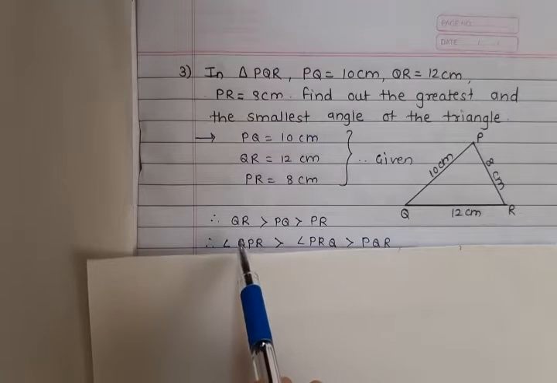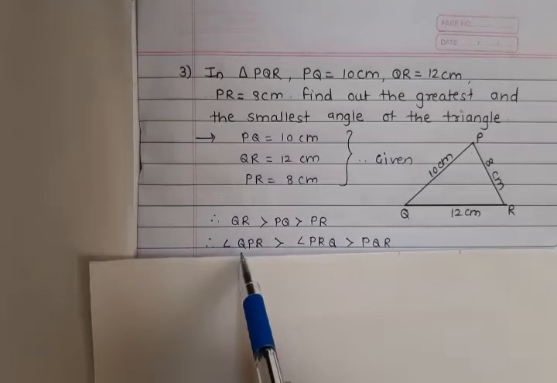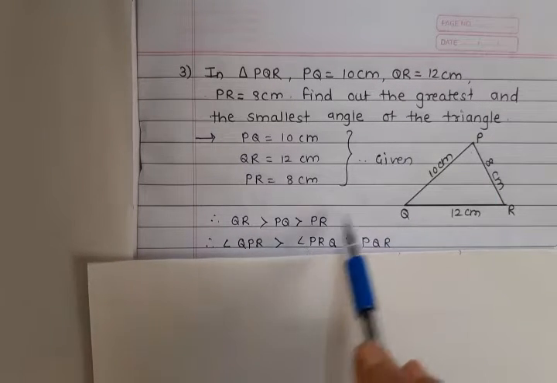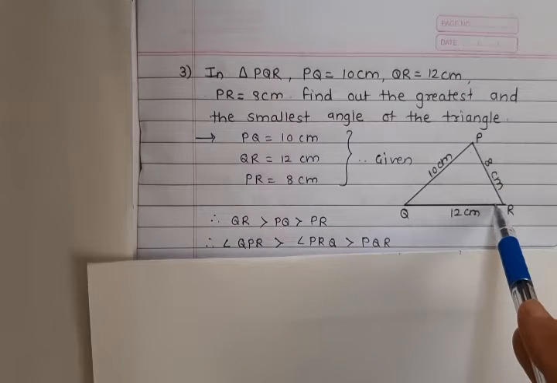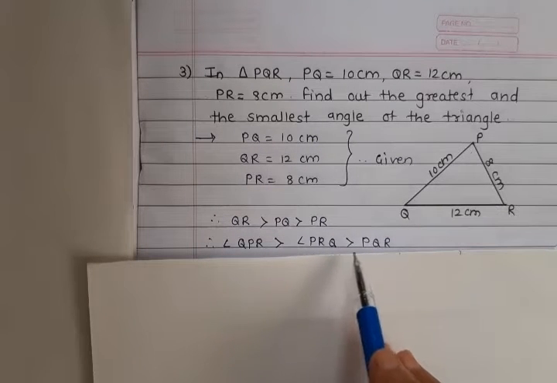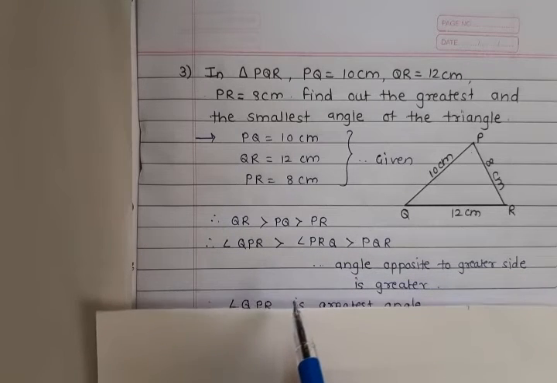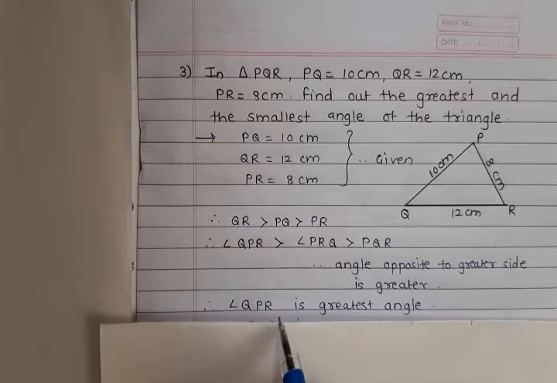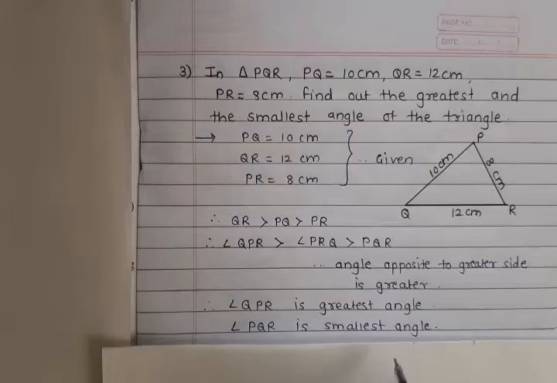Now which angle is opposite to QR? See, QR is opposite to angle P. So angle QPR is greater than, which angle is opposite to PQ? PQ is opposite to angle R. So angle PRQ is greater than PQR. So here we can mention that angle QPR is the greatest angle and angle PQR is the smallest angle. See the third example.